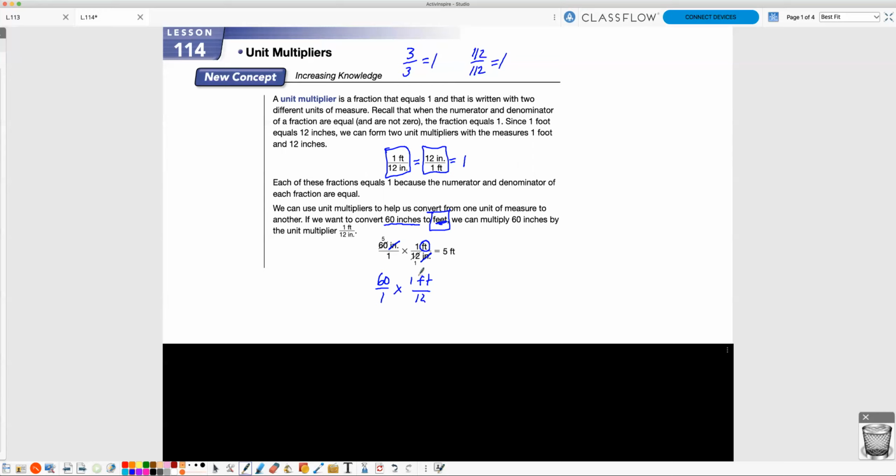If you were to multiply this straight across, you'd get 60, and then in the denominator, you'd end up with 12, and your label would still be feet because there's no label down here that would cancel out that feet. And 60 divided by 12 is 5. If you were to guess and check, you'd get to that point if you didn't already know it, and it's 5 feet for the final answer.